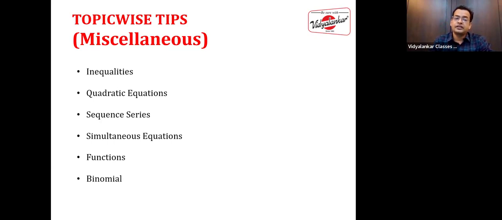Then in simultaneous equations, they ask a variety of questions. So there is no specific theory as such, but you should solve a sufficient number of problems on simultaneous equations to be comfortable with this topic. Especially Diophantine equations, where the variables are more and the equations are fewer. That kind of questions you should solve.